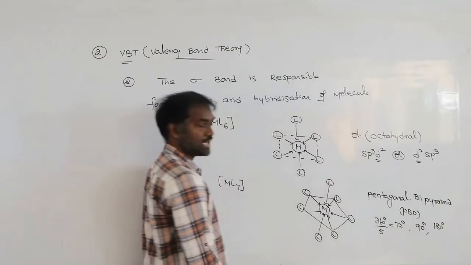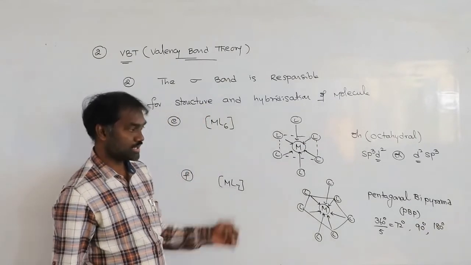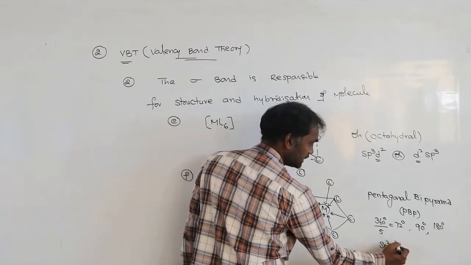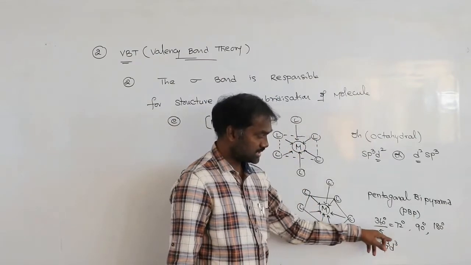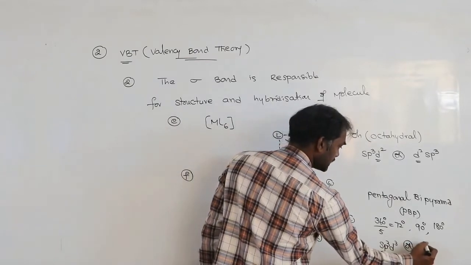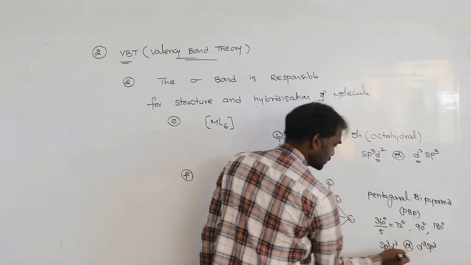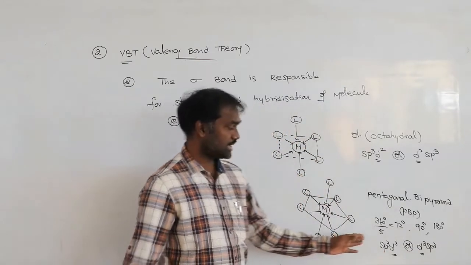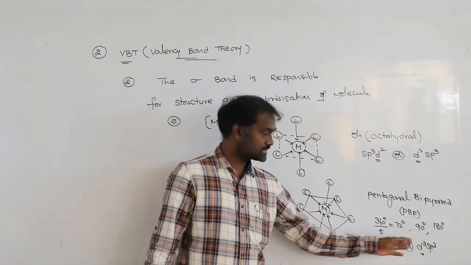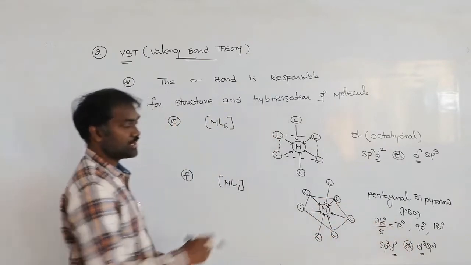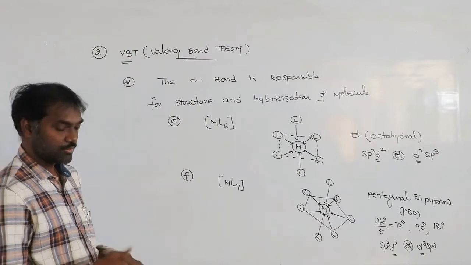So what will the hybridization be? There are 7, so you can write it as sp3d3. So 1 plus 3 plus 3, total 7. Otherwise d3sp3 also. Here also you must concentrate. Sometimes we write d after the sp, sometimes we write d before the sp. That we are going to discuss only in the next point.